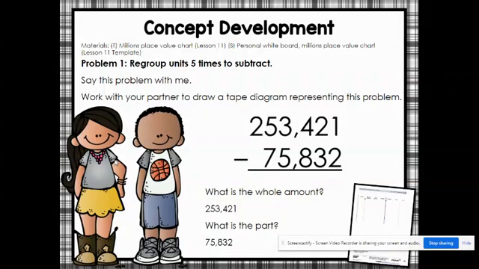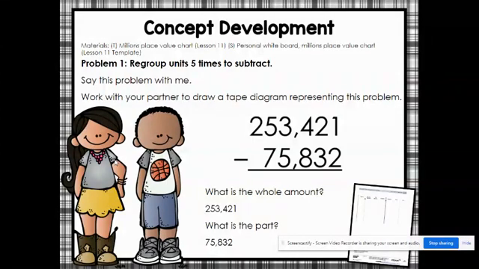And I am writing down this number as I say it in my notebook: 253,421. You should be writing it down as well. Minus 75,832. So as I wrote it, you can go ahead and write it. Okay, so we said that problem. Let's draw a tape diagram.